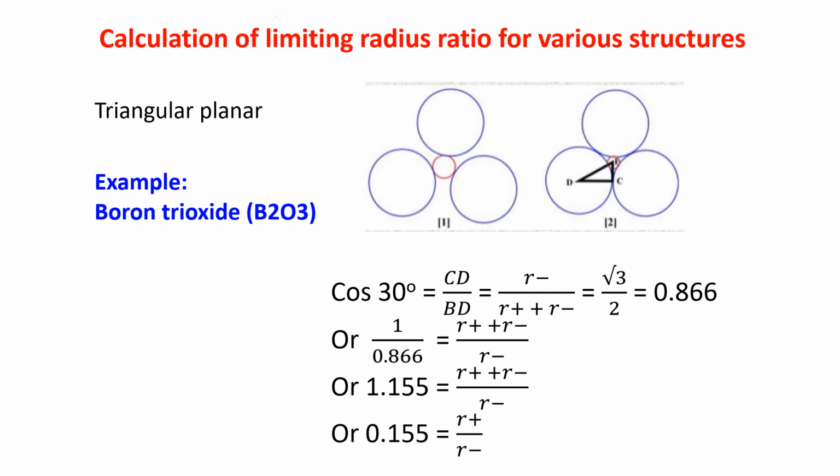Now for calculation of limiting radius ratio for various structure. Let us first start with trigonal planar. The example I have taken is boron trioxide. Now it is having a trigonal planar structure. Now these bigger spheres are for anion and the smaller sphere, can you see the smaller sphere with the red one I have shown? This is for cation. It will take the place, the void space. The cation will take the void space.